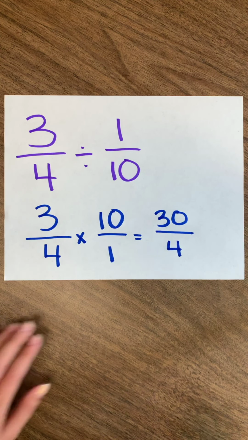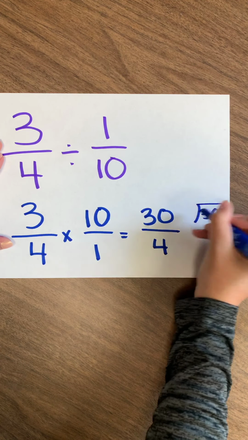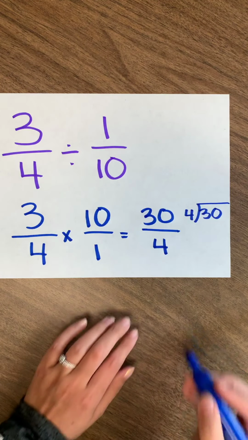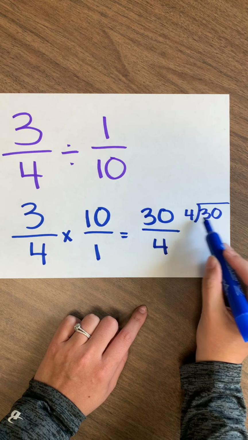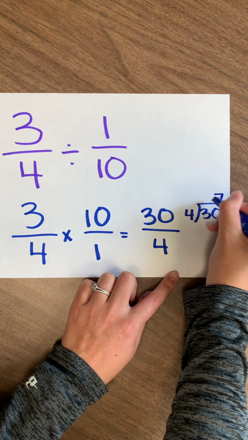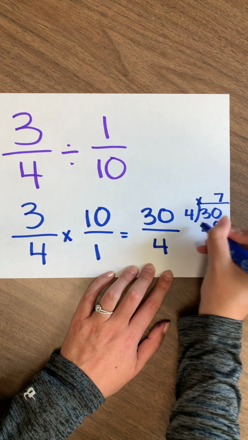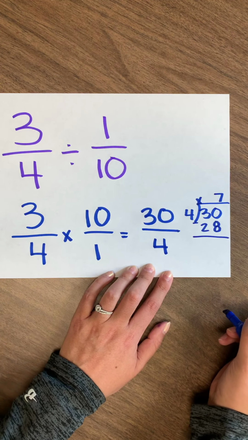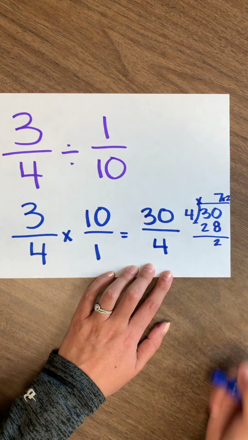So the G in GLAD stands for go divide. So 30 divided by 4. How many times does 4 go into 3? Well, it can't. How many times does 4 go into 30? It can go in 7 times. 7 times 4 is 28. And 30 minus 28 is 2. So we get a remainder of 2.